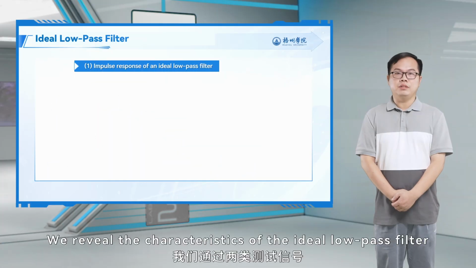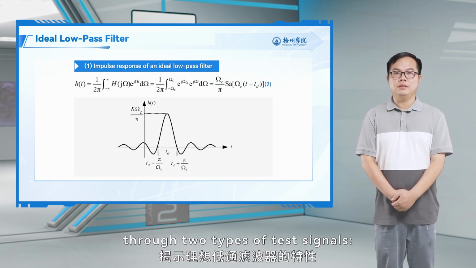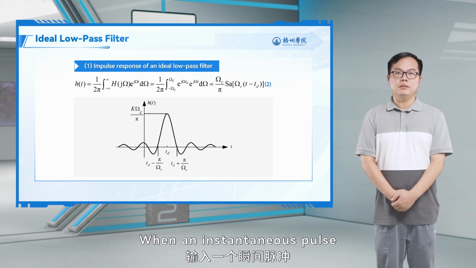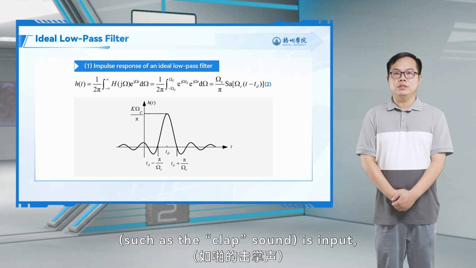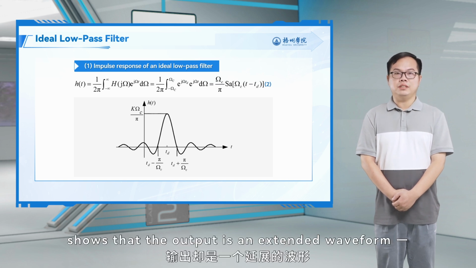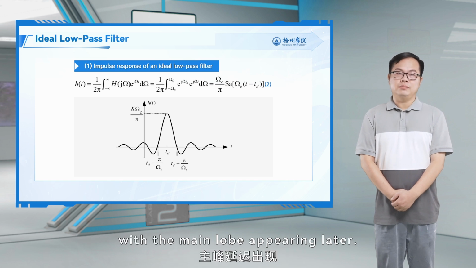We reveal the characteristics of the ideal low-pass filter through 2 types of test signals. First test, impulse signal, impulse response. When an instantaneous pulse such as the clap sound is input, the inverse Fourier transform, as in Formula 2, shows that the output is an extended waveform, resembling a sinc function curve, with the main lobe appearing later.